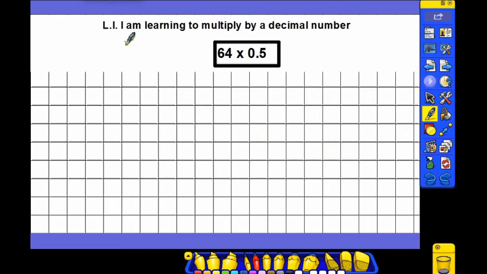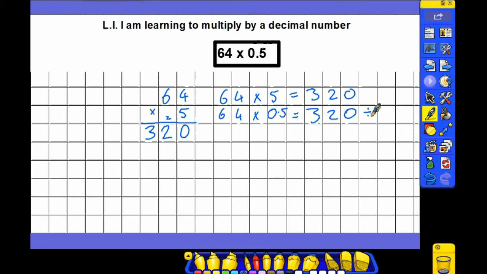Another example then, using the same method, 64 times 0.5. Well, at the moment, let's just pretend that that's a 5. So we're actually going to do 64 times 5, which is much easier to do. 5 times 4 is 20. 5 times 6 is 30, add the 2, becomes 32. So 64 times 5 is 320. So 64 times 0.5, well that is going to be 10 times smaller. So 320 divided by 10. Therefore our answer is just going to be 32.